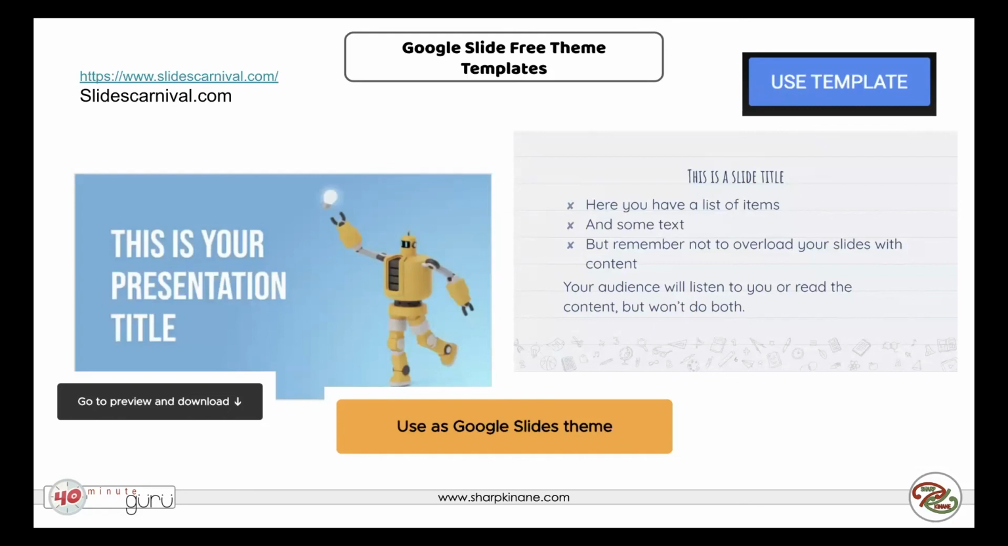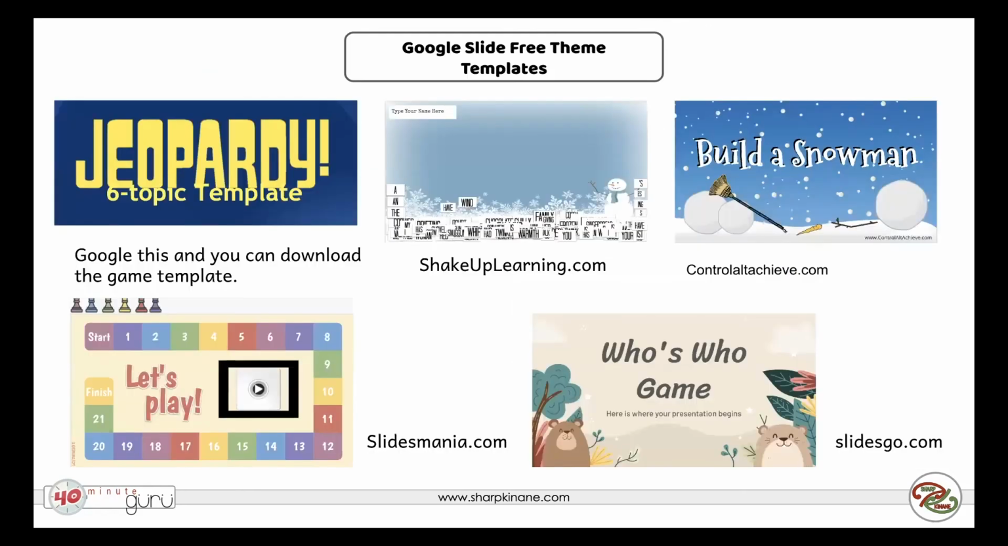But of course, as good digital citizens, we would acknowledge the source of our template, and there is a credit slide at the end that you can include in your Google Slide presentation. Okay, so finally, here are some websites with some awesome Google Slide free theme templates that you can download. So the Jeopardy one that I showed you earlier, if you simply type in Jeopardy 6-topic template, then that will come up and it will prompt you to make a copy of it and download it to your drive.